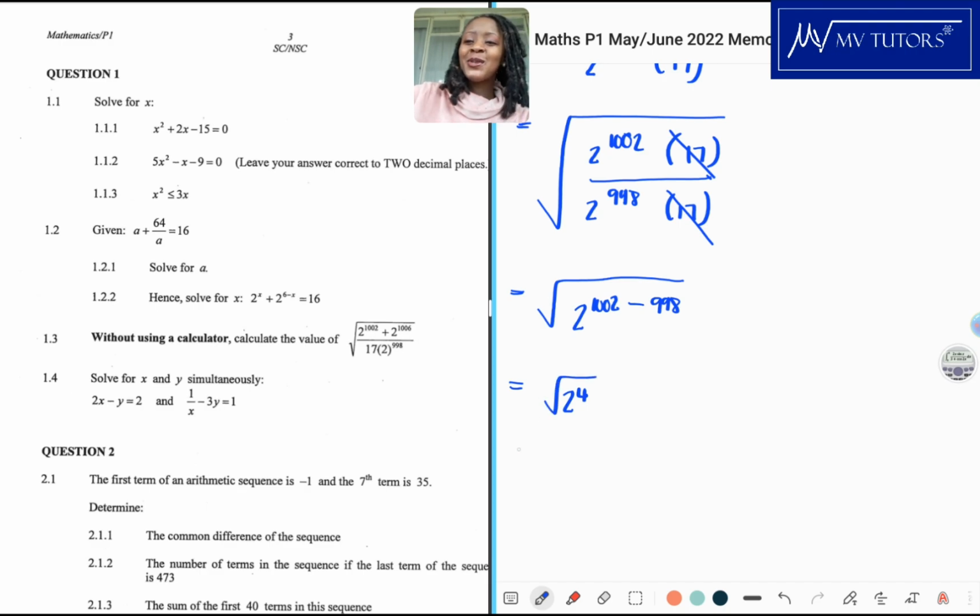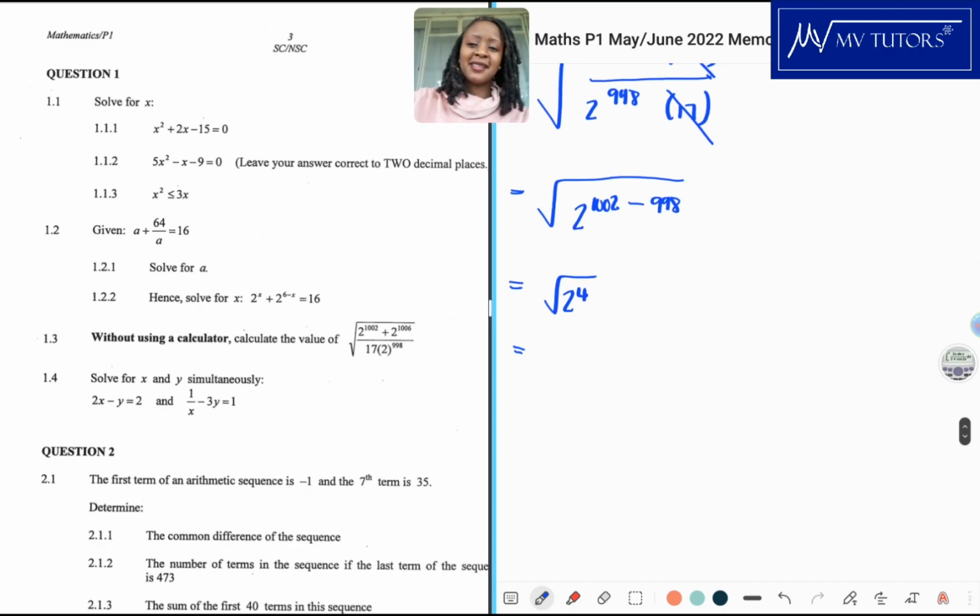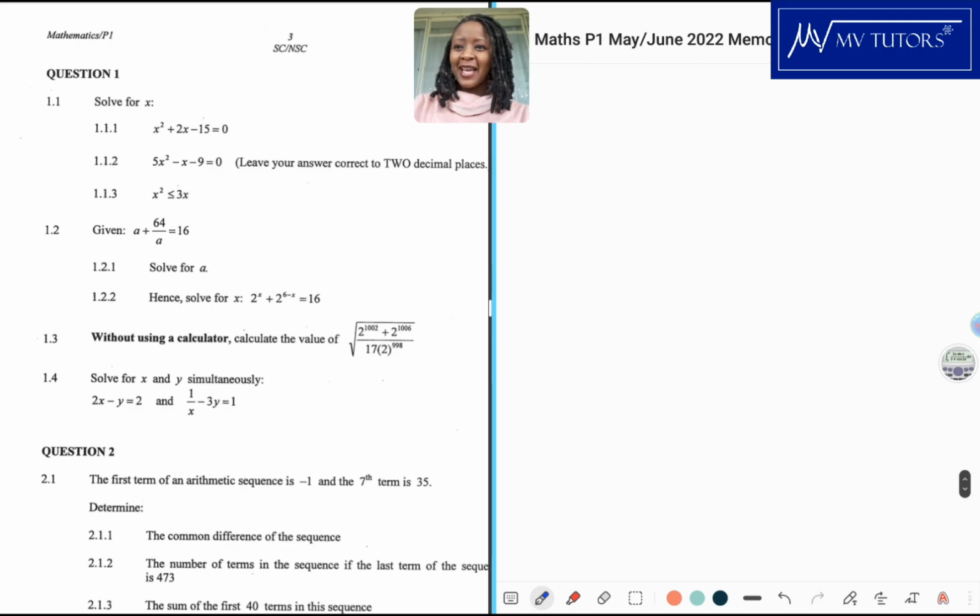Alright, and we know that 2 to the power 4, really, that's 16, okay. And we know that 16 squared, that is 4. Alright, and that's how you do 1.3. Now let us look at 1.4.